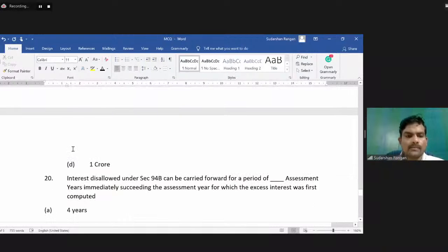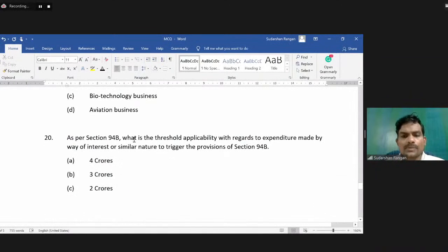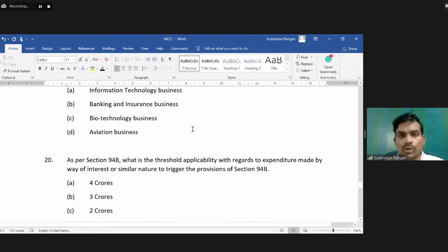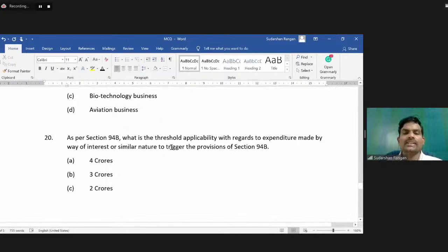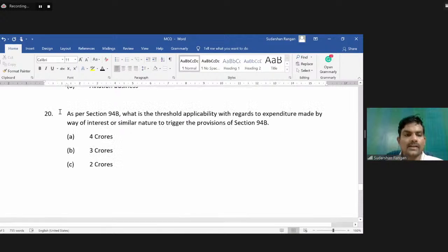Question number 20. Section 94B also has a threshold. It says not all interest transactions. If you make an interest payment up to a certain amount, we are not going to bother you. If it exceeds that amount, 94B will kick in, just like your exemption limit. So there is an exemption limit available for 94B as well. That is what I've tried to check.